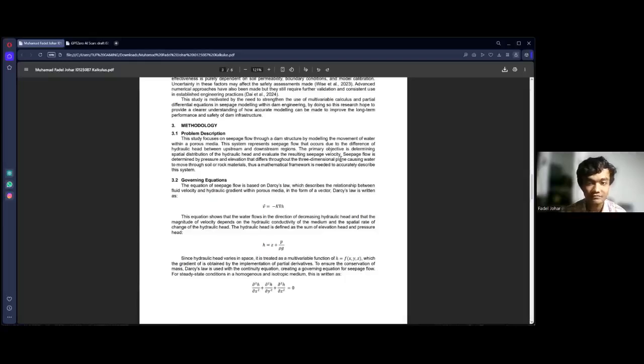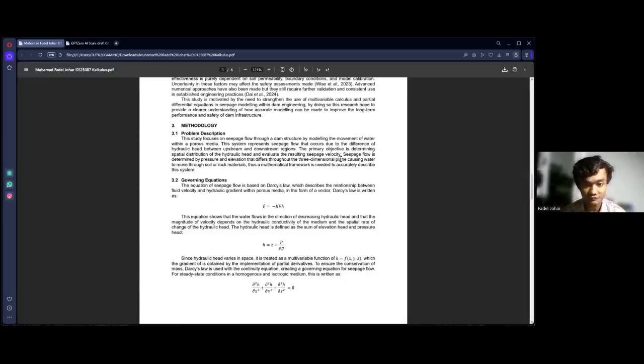The hydraulic heat is defined as the sum of elevation heat and pressure heat, or it can be written as h equals elevation plus pressure over density multiplied by the gravitational acceleration. Here, the function h is the model of the seepage flow itself. Since hydraulic heat varies in space, it is treated as a multivariable function, where h equals h of x, y, and z, whose gradient is obtained by the implementation of partial derivatives.